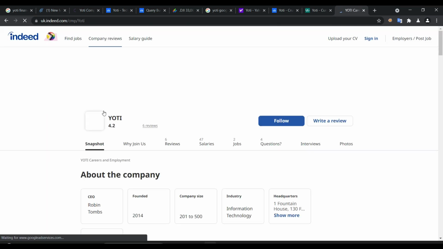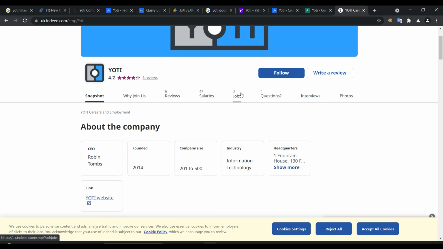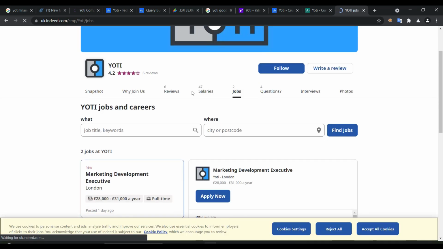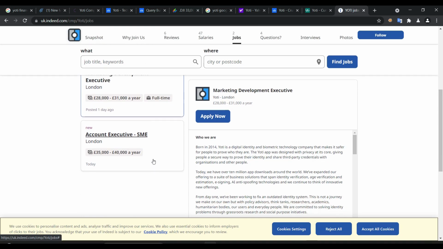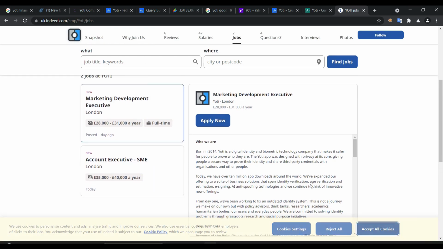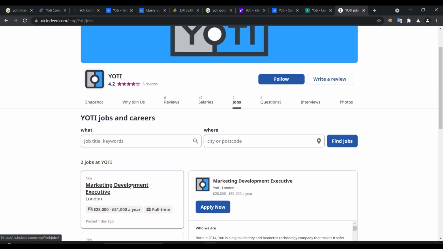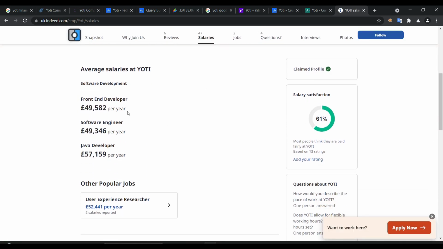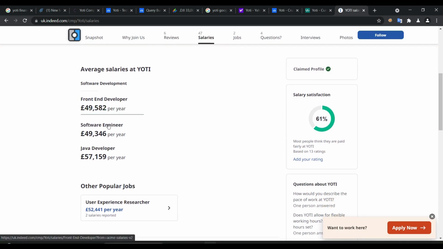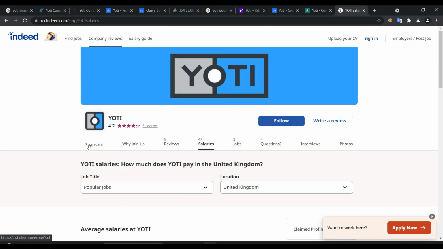So basically they are also putting the jobs on Indeed as well. Indeed is a website where you can apply for a job, but here they are only adding 2 jobs. And here you can know how much they are paying, from this to this range, depending on your experience and the location. So it is good. The average salaries, how they pay a front-end developer, so you can see the market range and know the information.